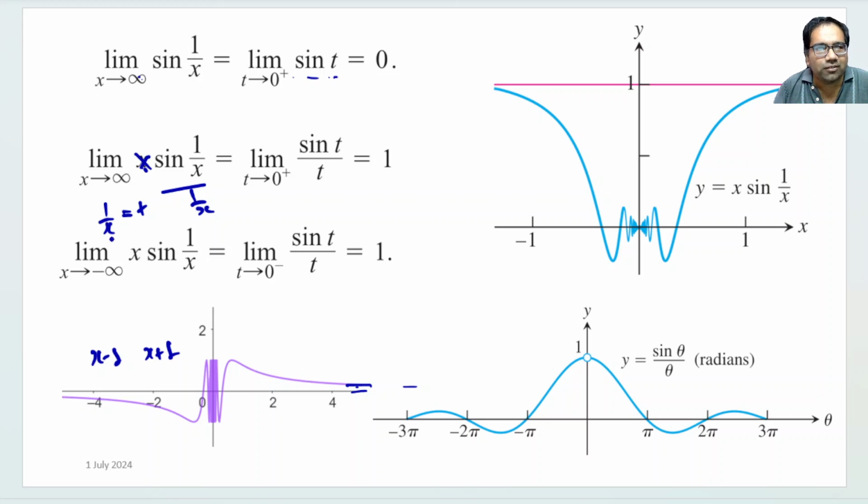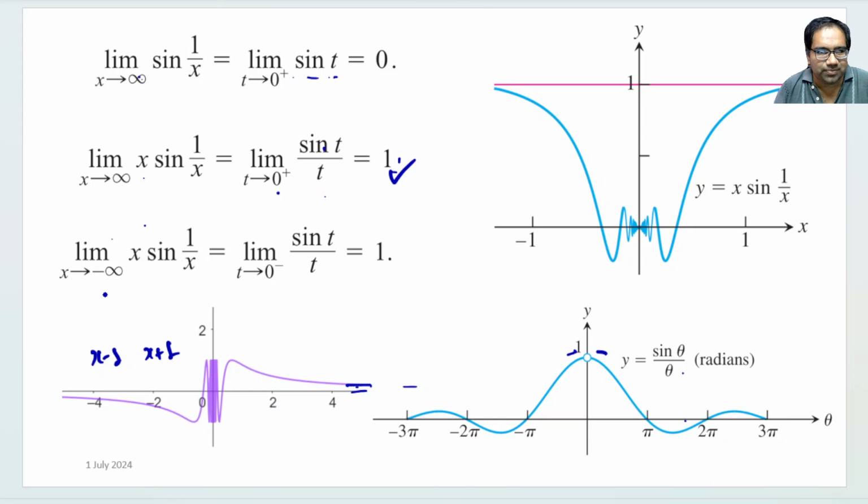Now if I call 1 by x as t, this becomes t tends to 0 plus, because this is positive infinity, and this is sin t by t, which is nothing but this graph. So earlier we derived for sin theta by theta, whenever theta is approaching from this side or this side, it doesn't matter, it is equal to 1. So we have cleverly converted this to the sin theta by theta format when theta is equal to 0. So this is actually equal to 1.